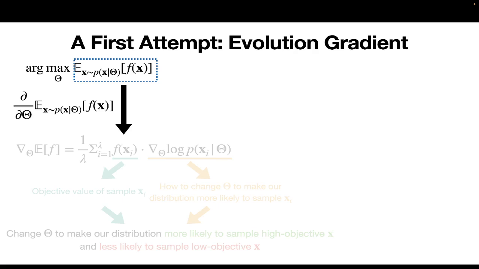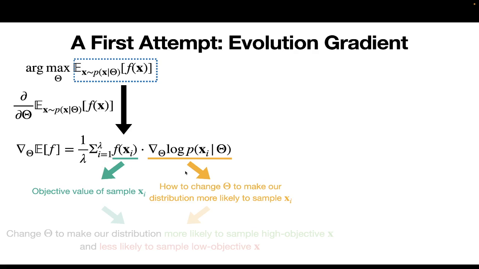Now that we know what stochastic optimization is, we can look at the first attempt at solving it. This is known as the evolution gradient, or search gradient, or in some cases policy gradient. The idea is pretty straightforward. Because we're trying to maximize this expression over here by changing the distribution parameters theta, we're simply going to differentiate this term with respect to theta, and that is going to give us this gradient over here.